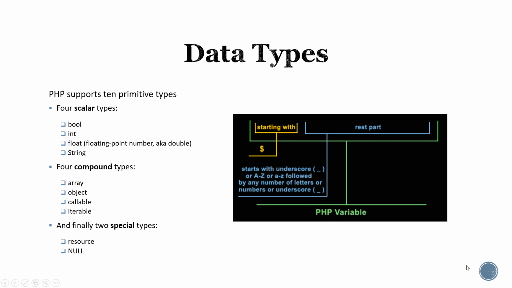PHP supports 10 primitive types. The different categories are scalar, compound, and special types. So we have 4 scalar types of type Boolean, integer, float, and string. 4 compound types of array, object, callable, and iterable. And finally, 2 special types of type resource and null.